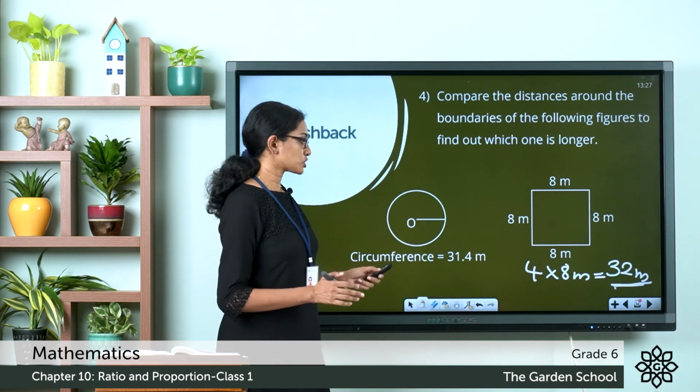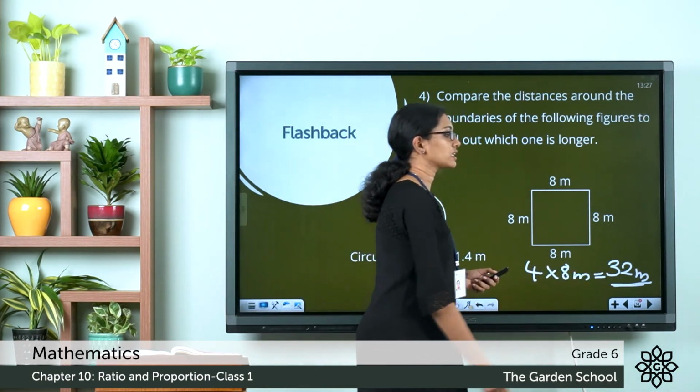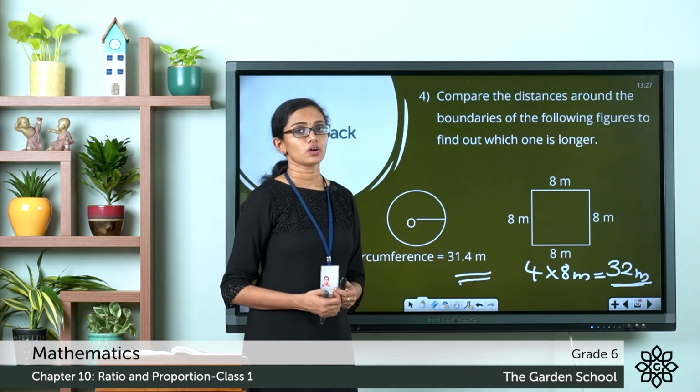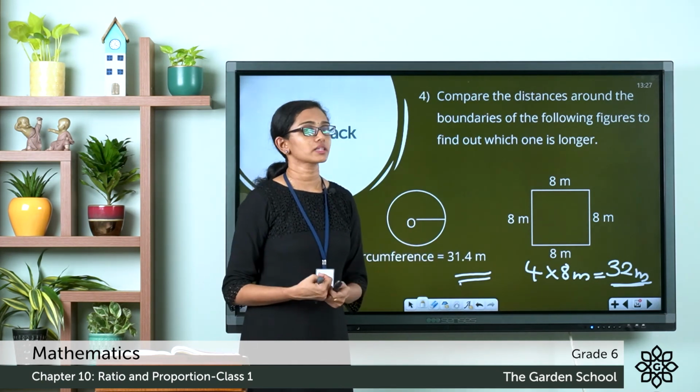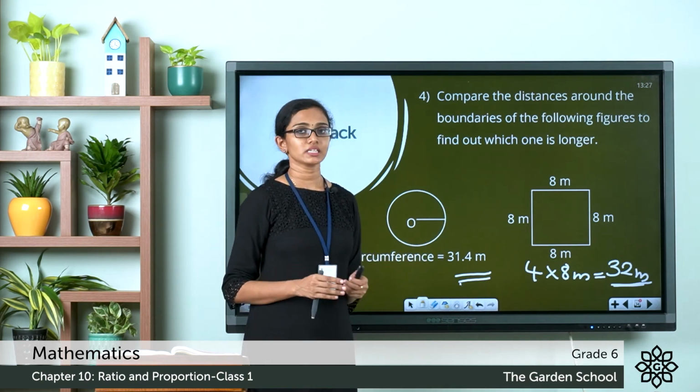Now compare the two measurements. Here we have 31.4 meter and here we have 32 meter. Which is more? 32 meter is more. So which one has got more length on the boundary? It is the square. So I hope this question is clear to you.